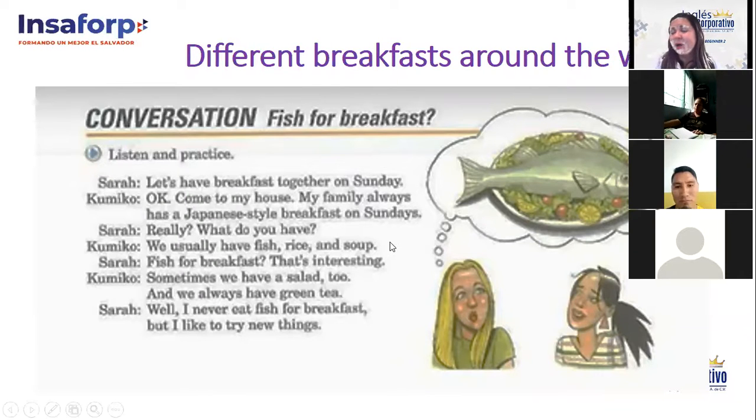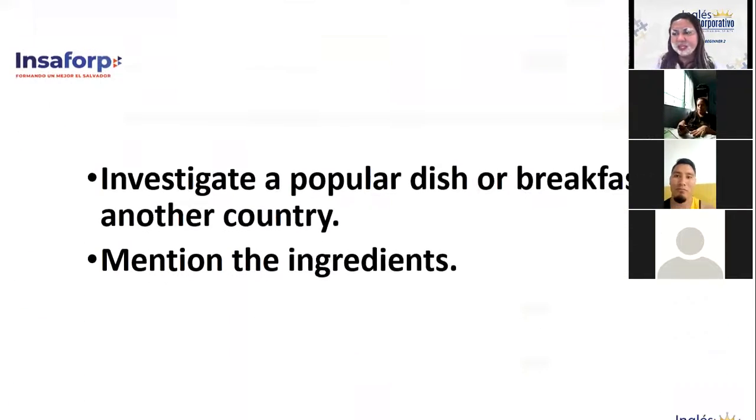Okay, so different people around the world eat different things during the breakfast. In some countries, for example, South America, people have soup in the morning. Other people only have something very light, like coffee and a biscuit or something like that.